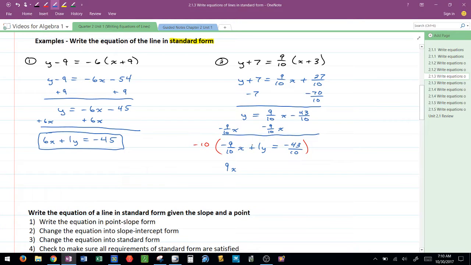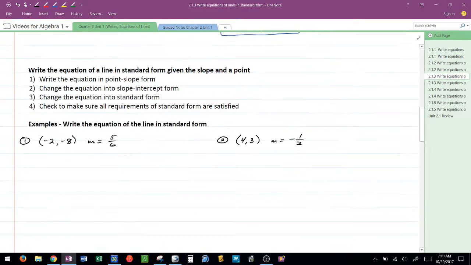How about negative 10 times 1y? Well, that's going to give me negative 10y. And then I have negative 10 times negative 43 tenths. Well, double negatives are positive. 10 divided by 10 is 1, so this would just be 43. Standard form, we're good to go.